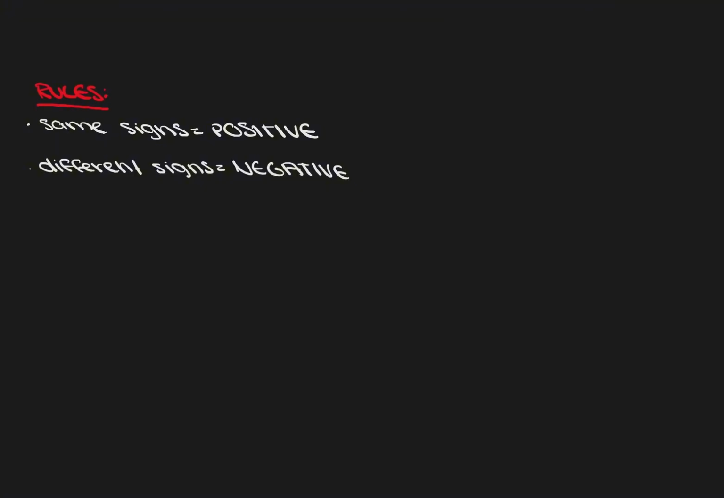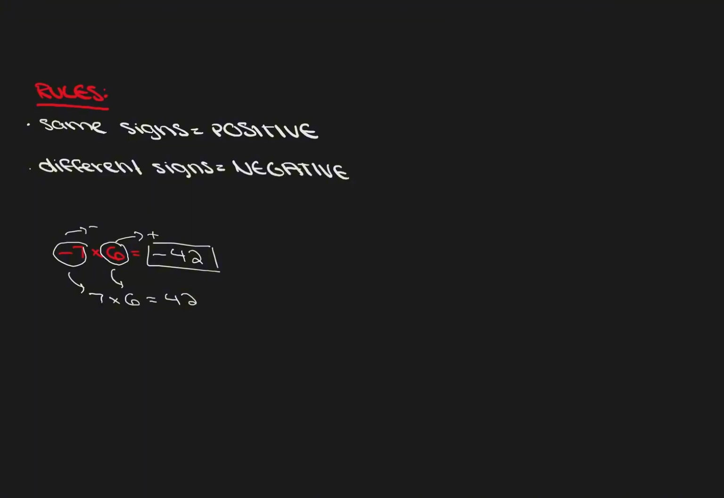Let's say, for example, we have -7 times 6. Well, our first step is to identify the signs of both numbers and figure out if they are the same or different. Since -7 has a negative sign and 6 has a positive sign, this means that these two numbers have different signs. So the product must be negative. Then we can take these two numbers and multiply them like normal. So 7 times 6 is 42, which means the answer will be negative 42.